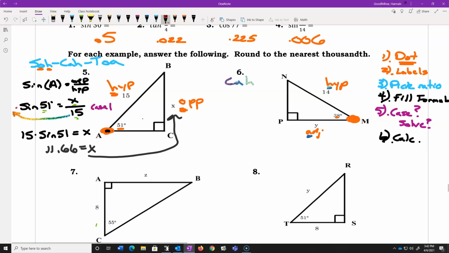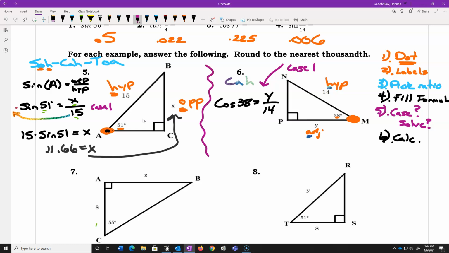C-A-H. Now, if I'm using the adjacent and the hypotenuse, which for cosine, that would be cosine of the angle I'm standing at, 38 degrees, is equal to y over 14, because that's the adjacent and the hypotenuse. And now I'm down to that next deal. What case am I sitting on? I'm sitting on a case 1, and it's solved exactly like the one that came before this one. You move the 14 to the front, and you plug it in your calculator. 14 times cosine of 38 is equal to y.